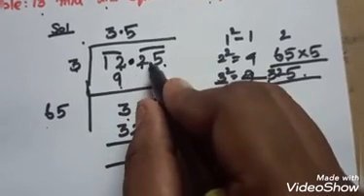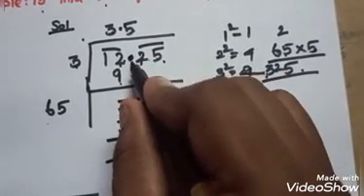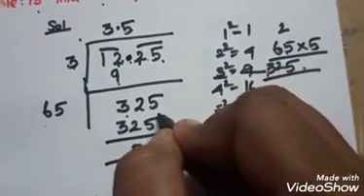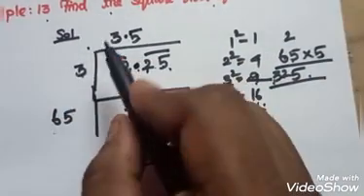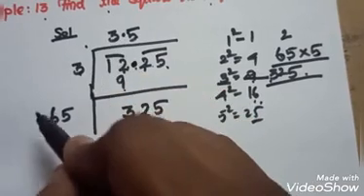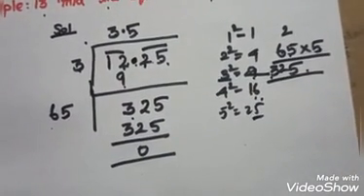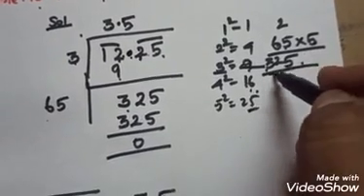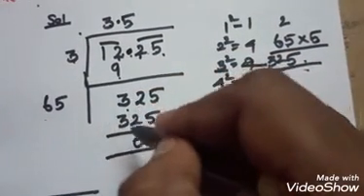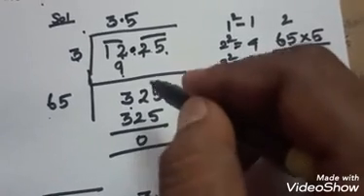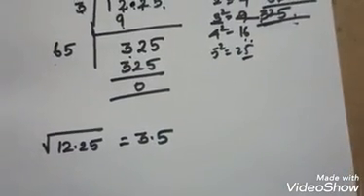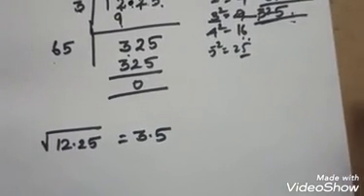So next you need another pair, that means 25. You put this decimal point here. You take 25, and next step what you need to do? You must add this 3 plus 3, 6. The unit digit is 5, so it may be a multiple of 5 only. So just check with the 5. You got the answer 325. You put 5 and subtract, you get 0. The final answer, the square root of 12.25 is equal to 3.5.